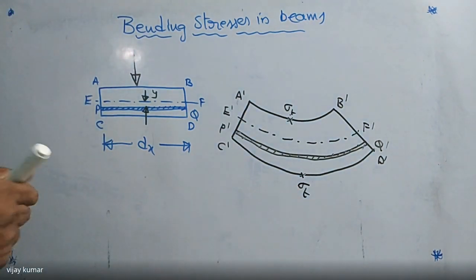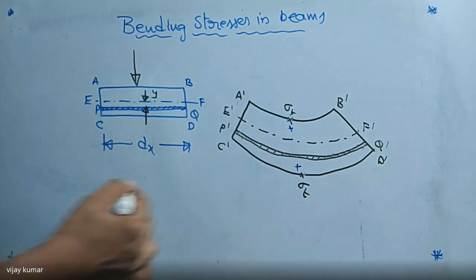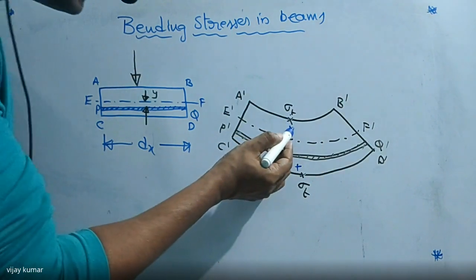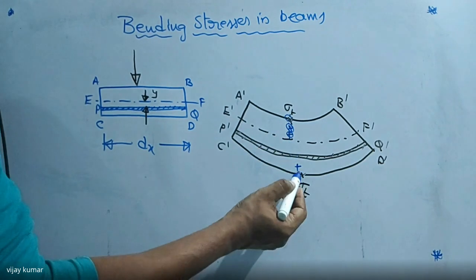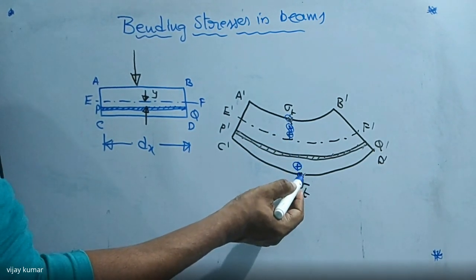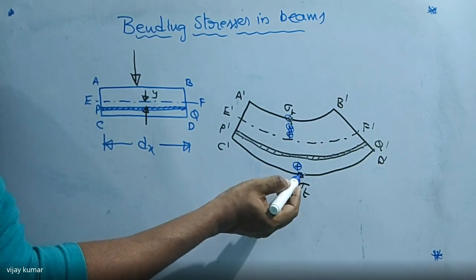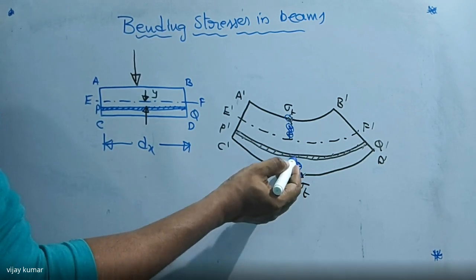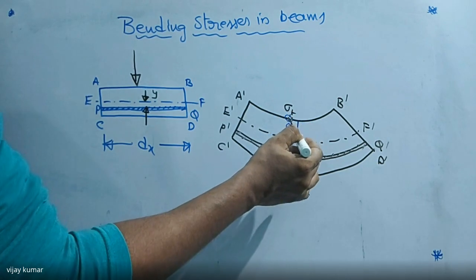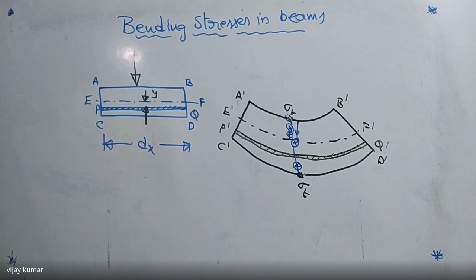What about this point now? This point is below this maximum value. That means this value is always less than this value, and it goes on reducing in this direction. This value is also less than the maximum tensile value. So the tensile stress goes on reducing here, and the compressive stress goes on reducing here. At a particular point, these two values become zero. That point is always named as neutral point.